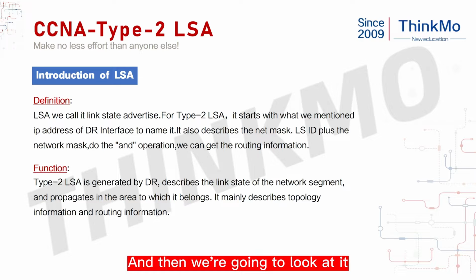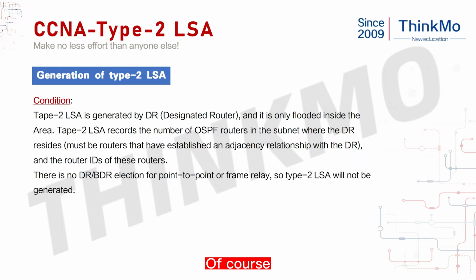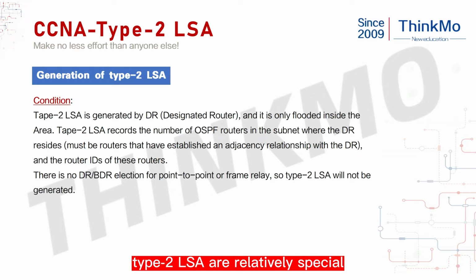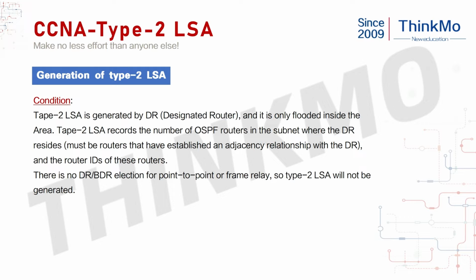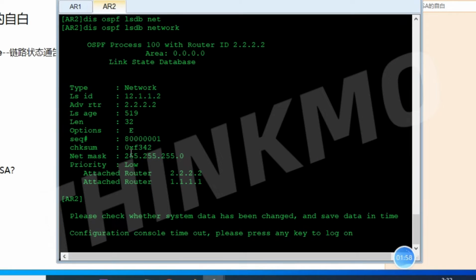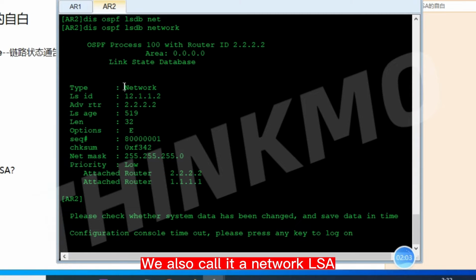And then we're going to look at what a Type-2 LSA describes. It also involves topology information and routing information. Of course, Type-2 LSAs are relatively special. Besides the basic topology and routing information, it describes a little more information, so we need to go through it one by one. Let's explain it accordingly. Here we can see a Type-2 LSA. We also call it a network LSA.